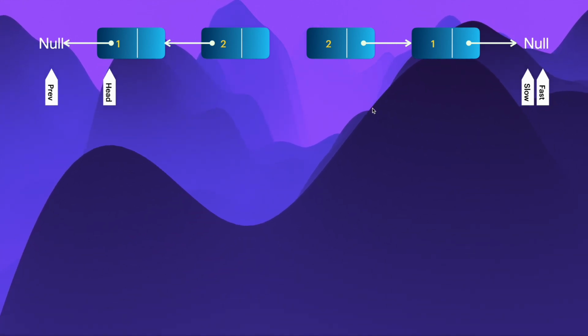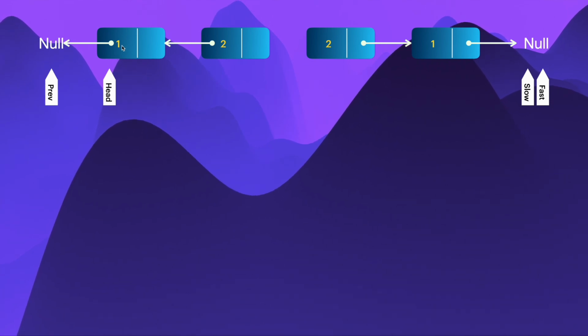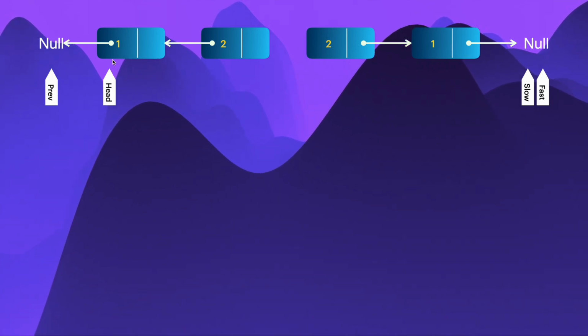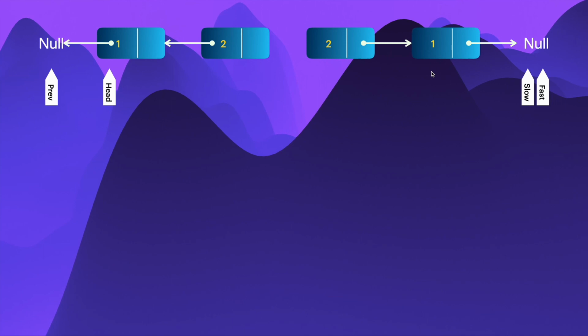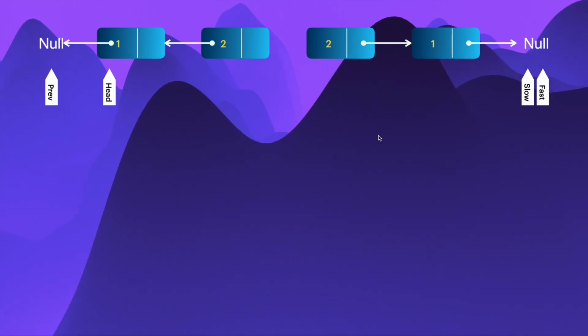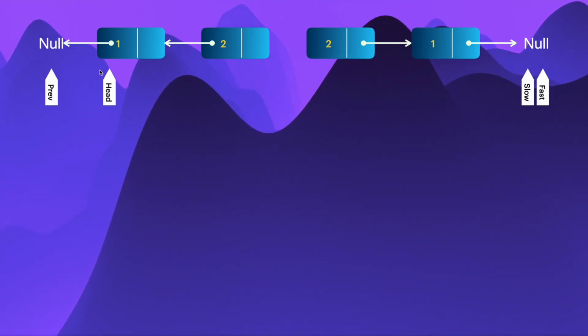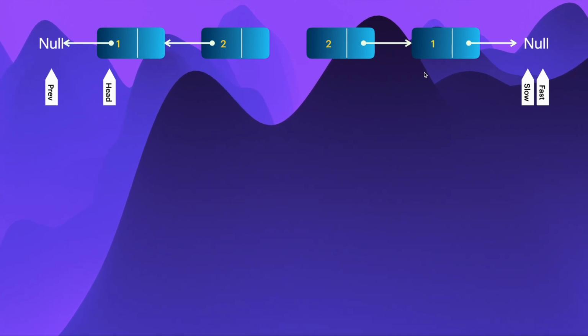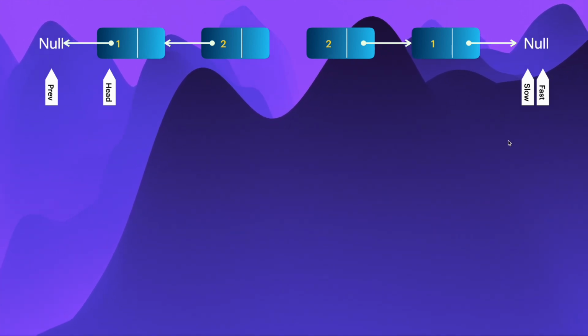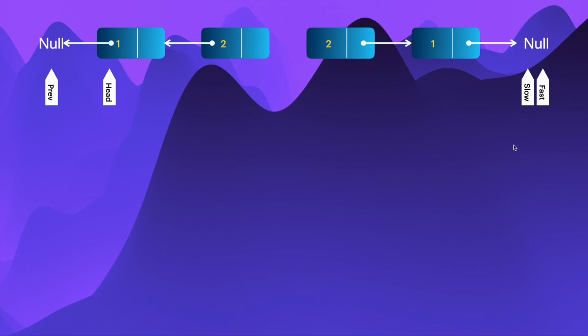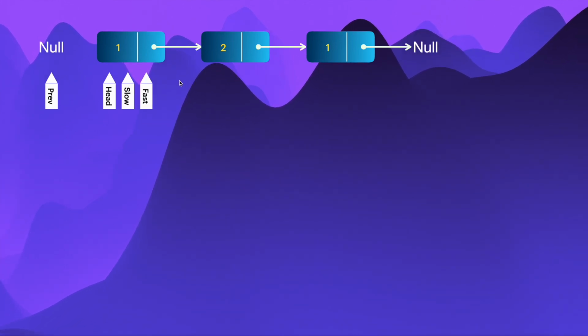While comparing, if any node has a not equal value, we will return false from there. So this is the case when we have an even number of nodes in the list. What if there is an odd number of nodes in the list? Let's see that case also.